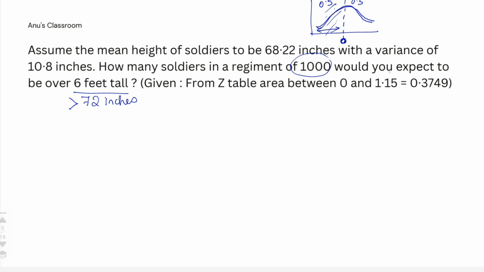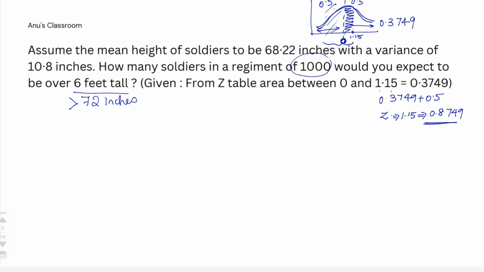Now, we have been given the area between 0 and 1.15, which is positive. This area they have given as 0.3749. That means if this is 1.15, the area below 1.15 will be 0.3749 plus 0.5. So the cumulative probability at a Z-score of 1.15 is 0.8749. That is what they are telling you indirectly.